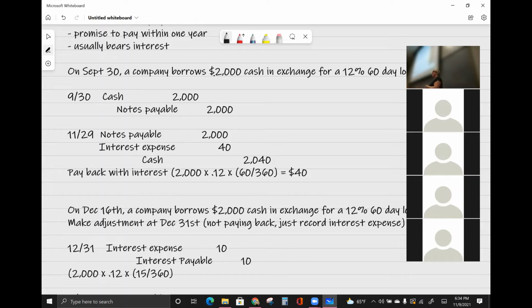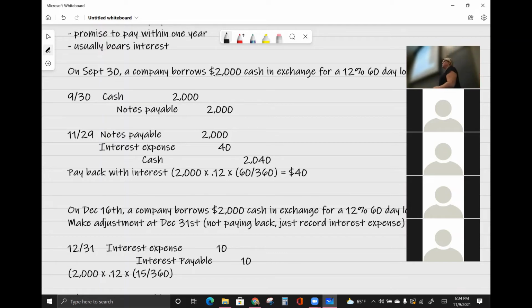So if we take $2,000 times the rate, whatever that is, that's for a whole year. So we're going to divide it by the 360 to come up with a daily amount and then multiply it by the number of days. In this case, it's 60. So we come up with $40.